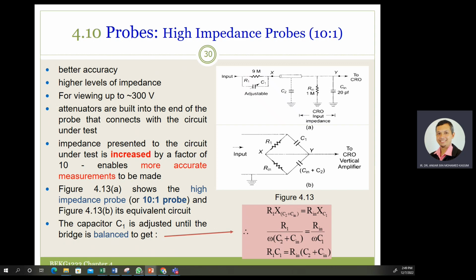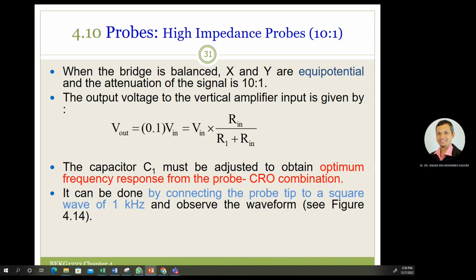And by using this, there is an equivalent circuit that can be used, and the capacitor C1 is adjusted until the bridge is balanced, to get R1 C1 equal to R in (C2 plus C in). Okay, this is the equivalent circuit formula in order to get the high impedance probe. When the bridge is balanced, X and Y are equipotential, and the attenuation of the signal will be 10 over 1.